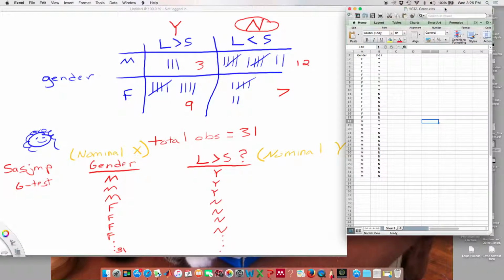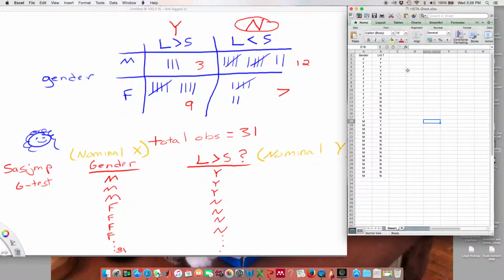So as you can see over on the right side of my screen, I have my data set up in Excel in the exact way that I would need to set it up for a SAS JMP data set. So let's just go through this again. I have my gender, which is my nominal independent variable, and I have my nominal dependent variable, which is the question, is this person a better long distance runner than they are a sprinter?